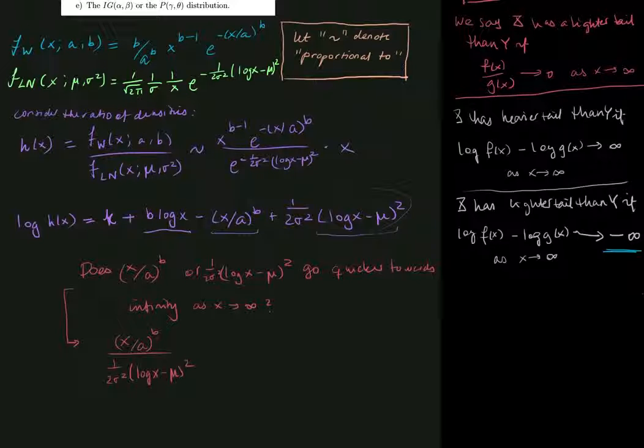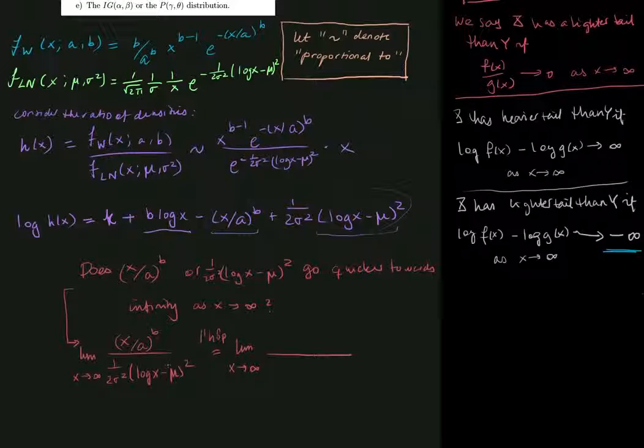Well, the limit of this for x going towards infinity, let's take a look at the numerator. Well, this goes towards infinity, and this goes towards infinity as well. So what we can do is we can use L'Hopital. So here I'll just write L'Hopital. And the limit of this ratio is then equal to the limit of the ratio of their respective derivatives.